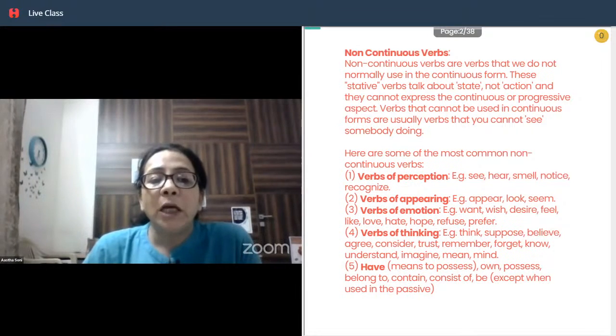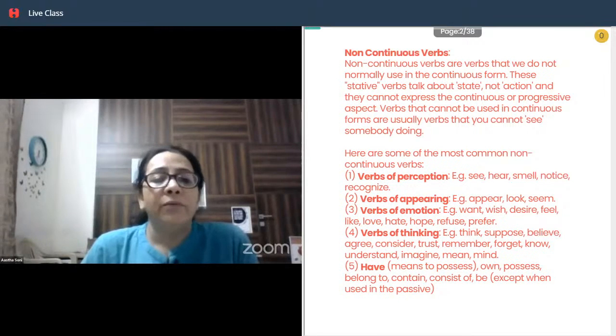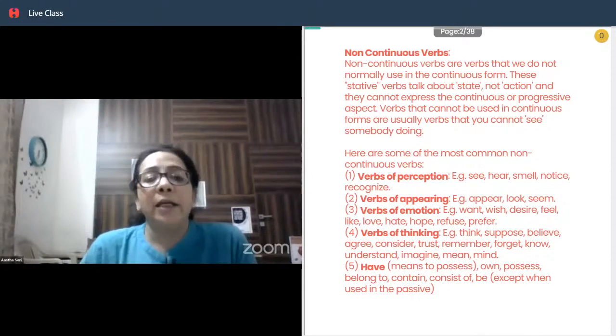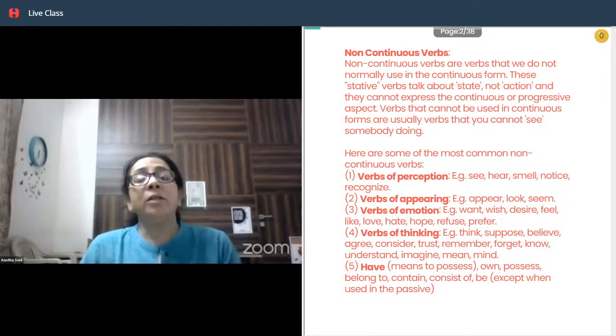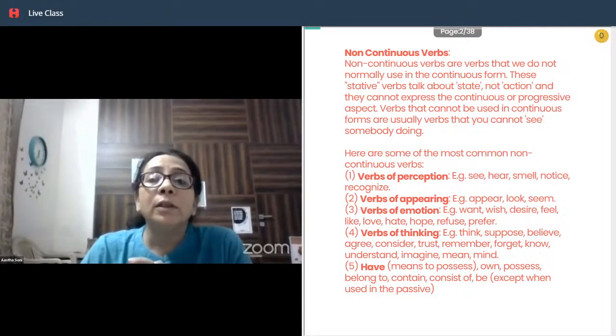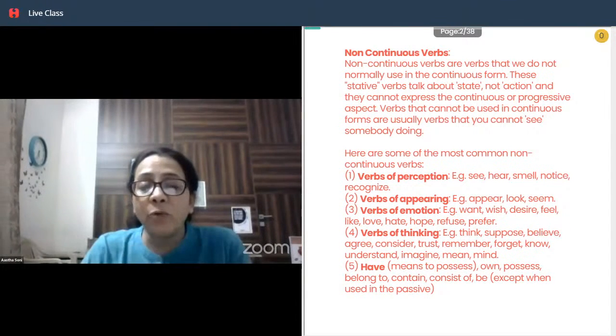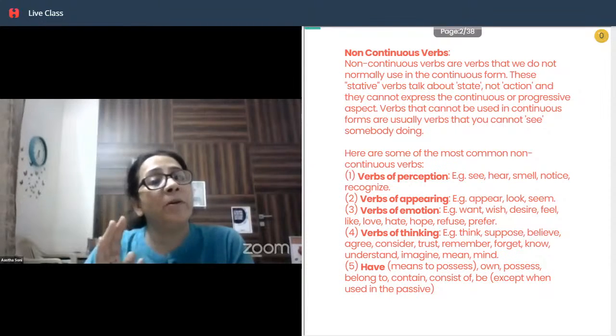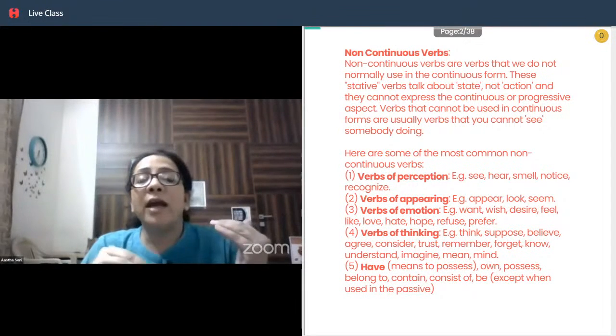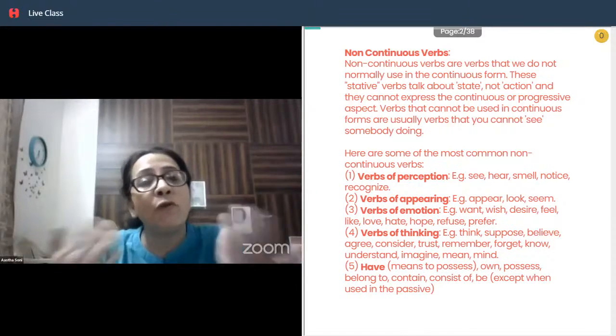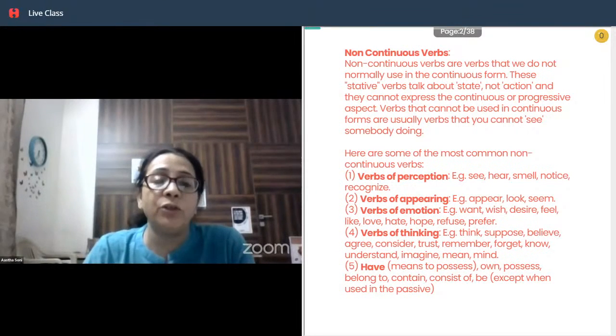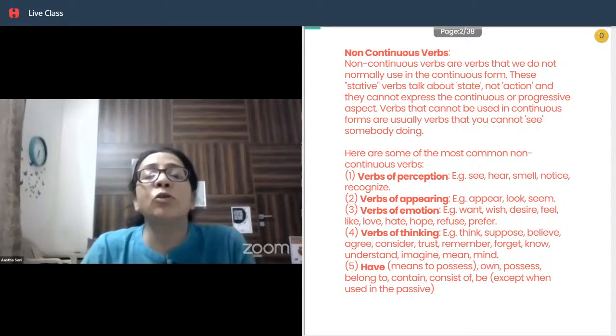Okay, same here, verbs of thinking. Think, suppose, believe, agree, consider, trust, remember, forget, know, understand, imagine, mean, mind. Now see, so many words, and all these words are actually talking about actions. But these words are connected with the thought process. So these are verbs talking about the thinking aspect, where action cannot be seen, it has to be just felt. You need to feel those actions. You need to assume those actions. Presume also those actions at the same time.